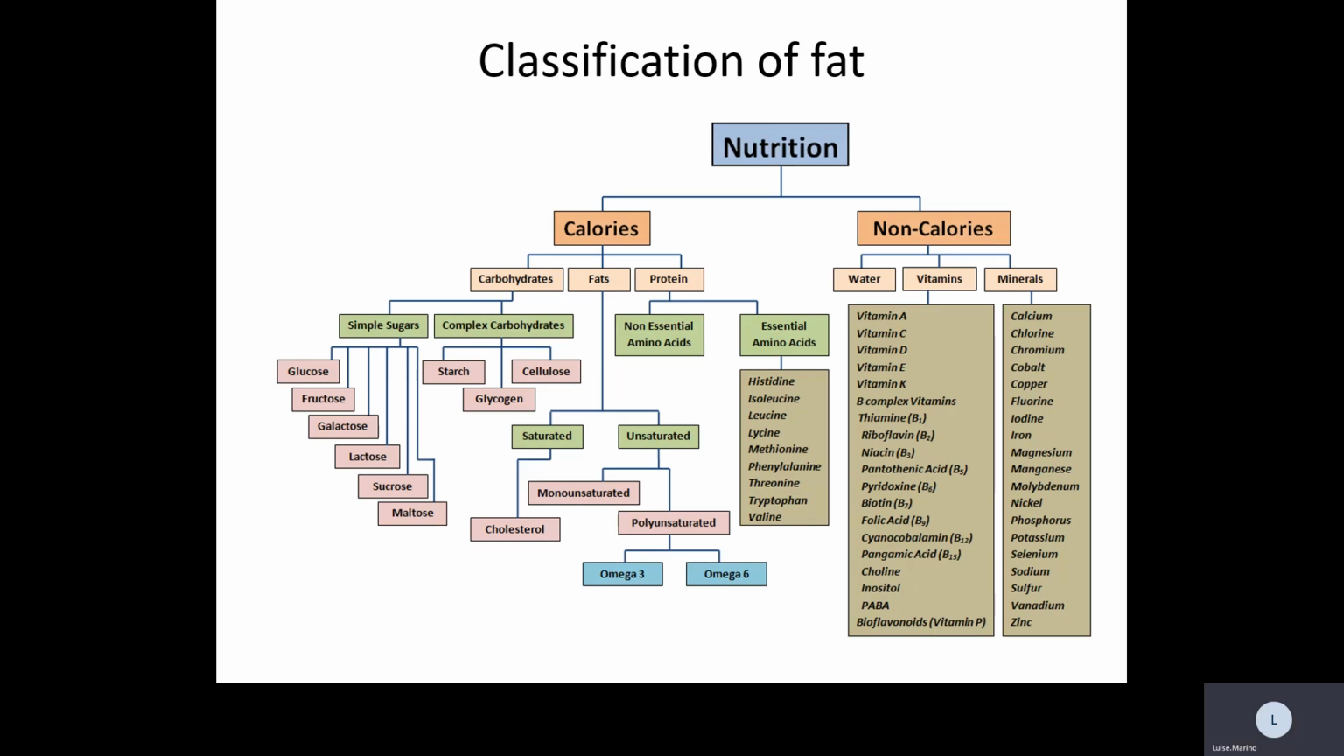So in terms of your classification of lipids, you have your saturated and your unsaturated. So saturated means that all the bonds are taken up, and in unsaturated, some of the bonds are free. So you may have lots of free bonds or single free bonds. And then you've obviously got your 2 essential fatty acids as part of that.